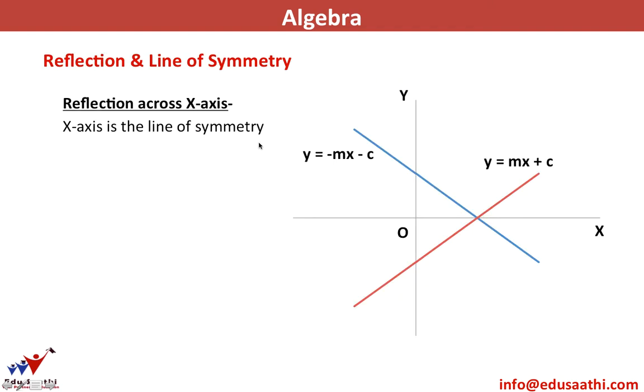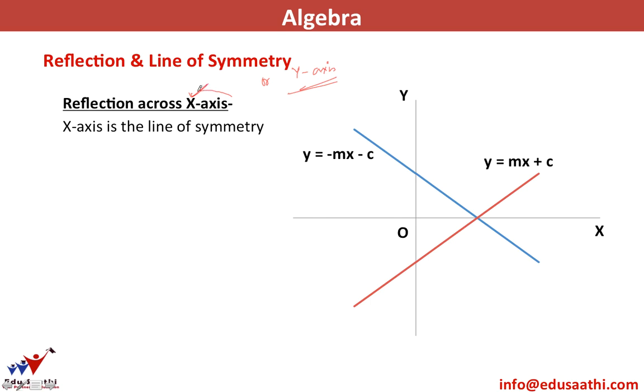The next thing that we'll be looking at is reflection and the line of symmetry. This line of symmetry is a very important thing that we have. First we look at reflection. This reflection could be across the x-axis or across the y-axis. This reflection could be across anything.